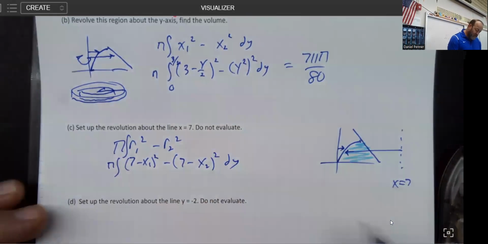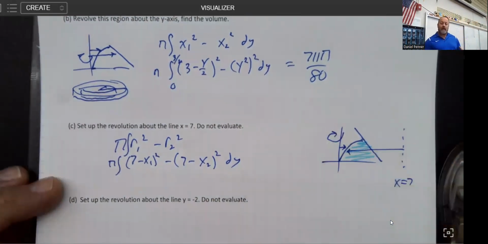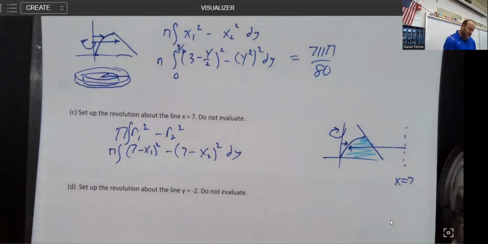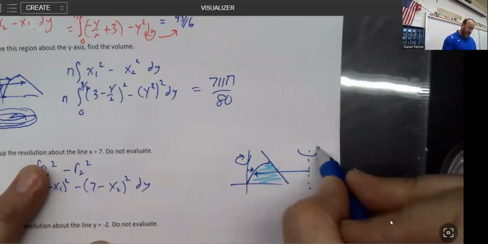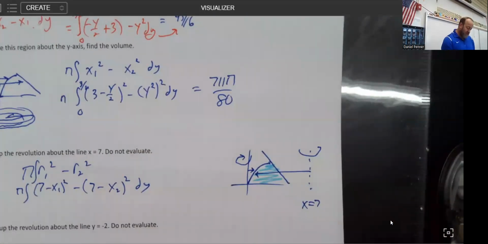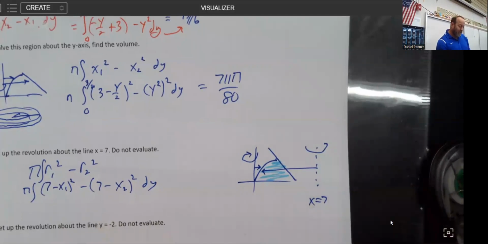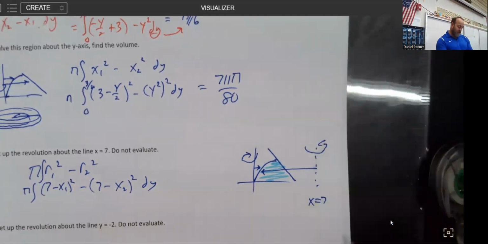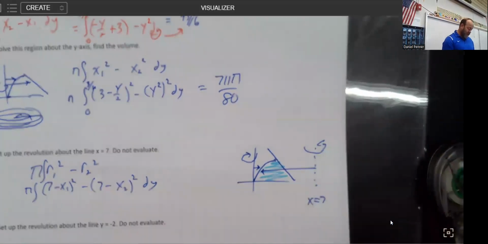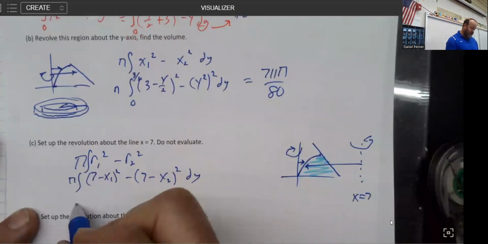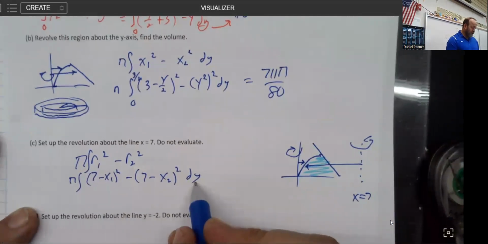And again, because we're revolving around, it's actually revolving this way, but it's parallel to that axis. It's going to be sitting out here somewhere. You're revolving around something parallel to the y-axis, so it's going to have a dy. So the only thing we have to do is make this agree with this letter.